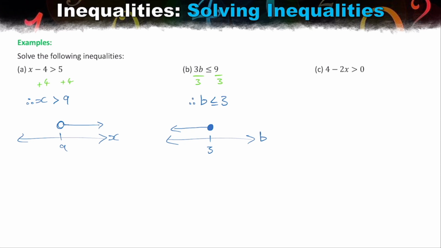All right, one last one here. I've got 4 subtract 2x is greater than 0. This is going to require 2 steps to solve. The first step, I need to get rid of the 4, so I need to subtract 4 from both sides. When I do subtraction, I keep the inequality sign the same. Doesn't matter what I'm subtracting. So that'll mean that negative 2x is still greater than negative 4.